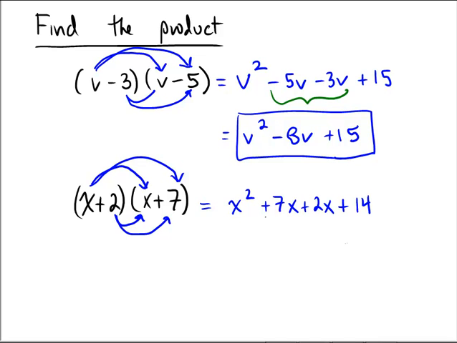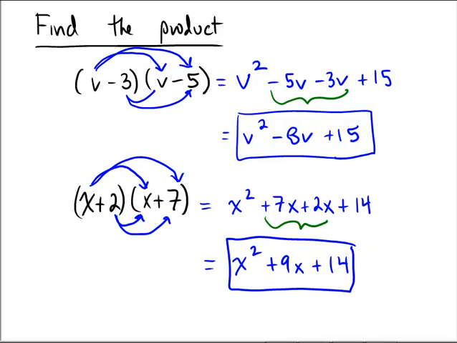Yet again, there are like terms in the middle that can be combined together. So in the final answer we're getting x squared. 7 plus 2 is of course 9, so we have plus 9x, and then on the end is the number 14. So the final answer is x squared plus 9x plus 14.